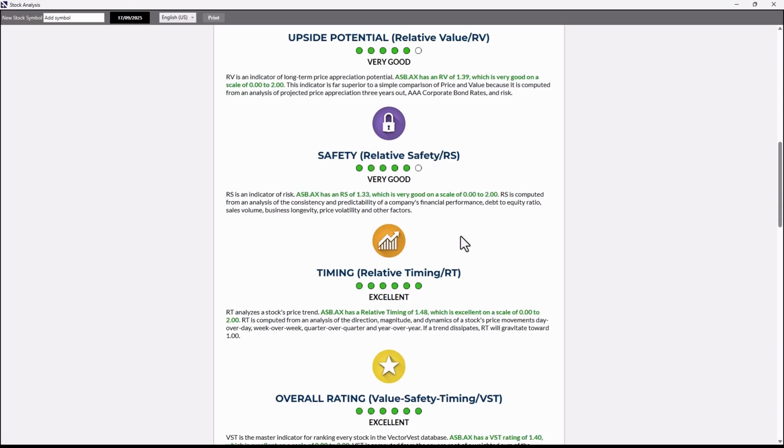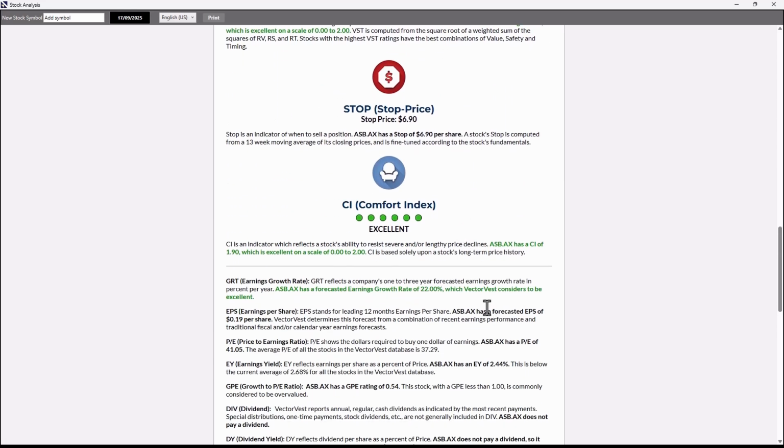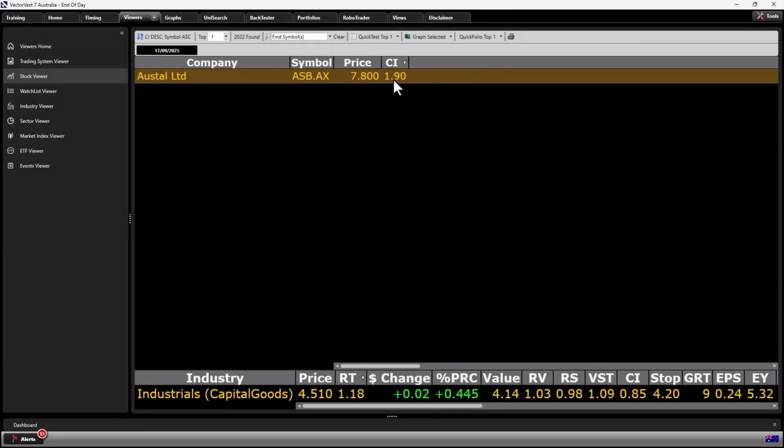So we give you all this wonderful analysis every day for each and every stock that you may look at. Here we are, CI's indicator, which reflects the stock's ability to resist severe and or lengthy price declines. CI is based solely upon a stock's long-term price history. So it's on a scale of 0 to 2, the higher above 1, the better. Now, just to make this as simple as possible, it simply tells you the higher that score on a scale of 0 to 2, the smoother the stock will be.